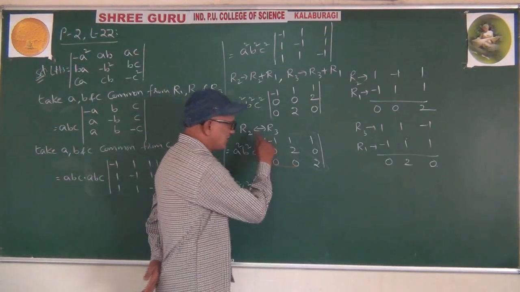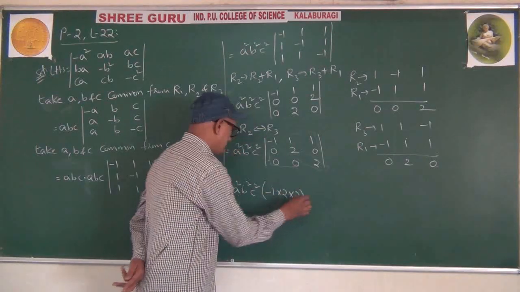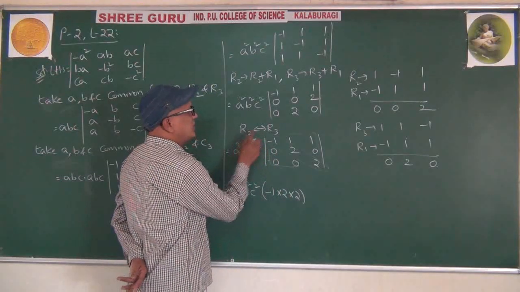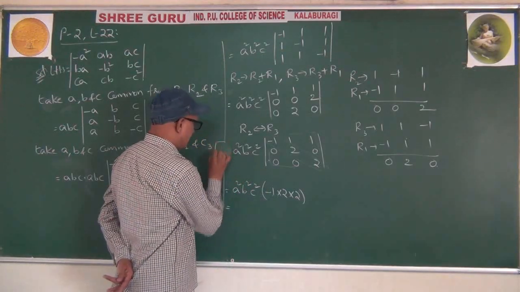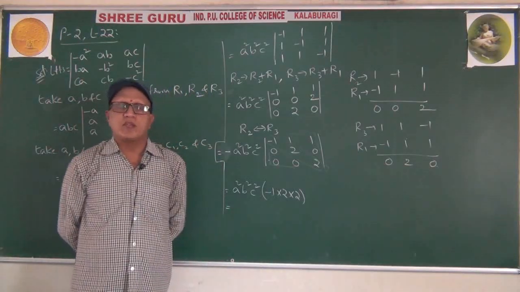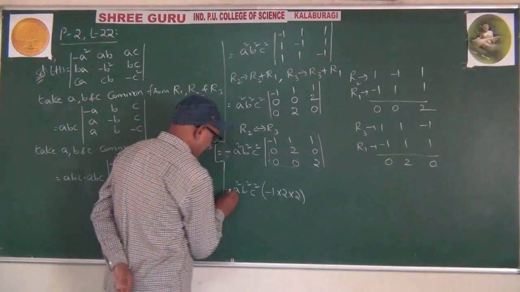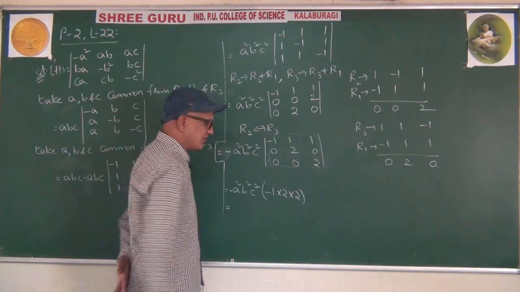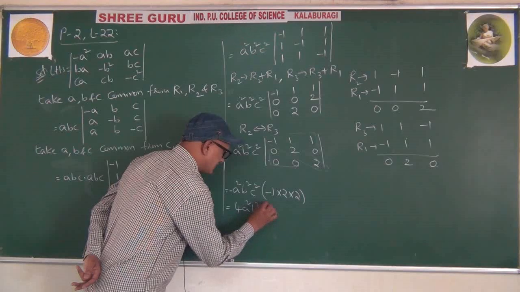Okay. What are the principal diagonal elements? Minus 1 into 2 equals to. If you interchange any two rows, negative sign will come. Property: if you interchange any two rows, we get negative sign. Already negative sign is there. This negative sign becomes positive. 2 2s are 4. 4 is a square.